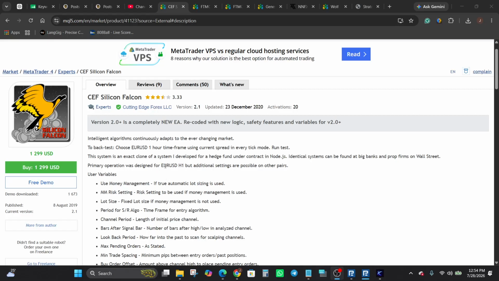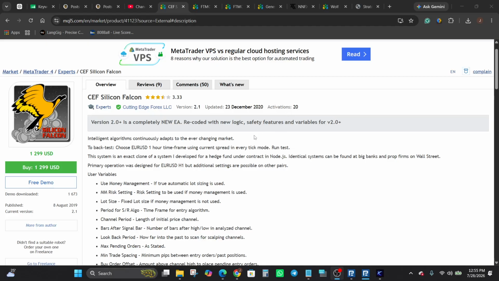All right, so CEF Silicon Falcon is built for MetaTrader 4, and we're just going to be walking through the marketplace page from the top right away. It is developed by Cutting Edge Forex LLC. It's currently in version 2.1, last updated on 23rd December 2020, and it has 20 activations.